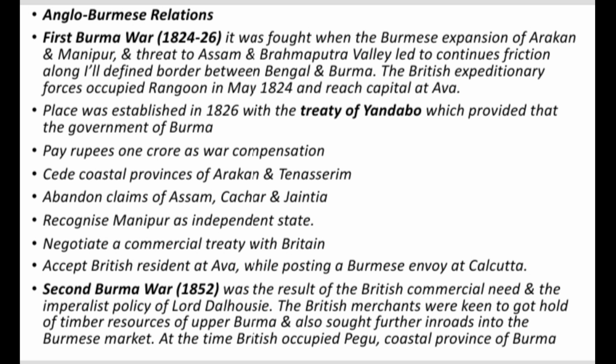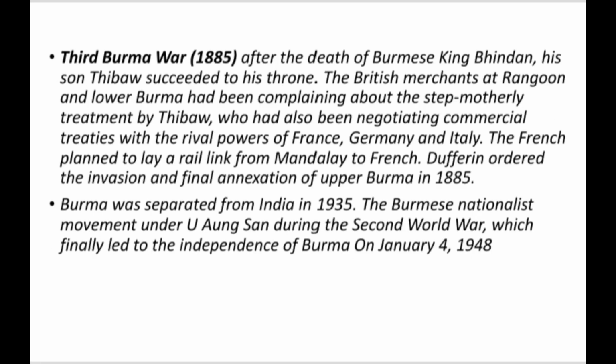And the third Burma War, 1885. After the death of the Burmese king Mindon, his son Thibaw succeeded to the throne, and Thibaw from the beginning was hostile towards the British. British merchants at Rangoon and Lower Burma had been complaining about the stepmotherly treatment by Thibaw, who had been negotiating commercial treaties with the rival powers of France, Germany and Italy. France also planned to lay a rail link from Mandalay to the French territory, at a time when the British were in conflict with the French in Niger, Egypt and Madagascar. A humiliating fine had been imposed on the British Timber Company by Thibaw, and Dufferin ordered the invasion and final annexation of Upper Burma in 1885.